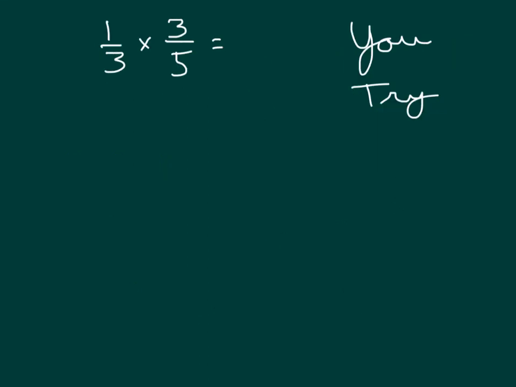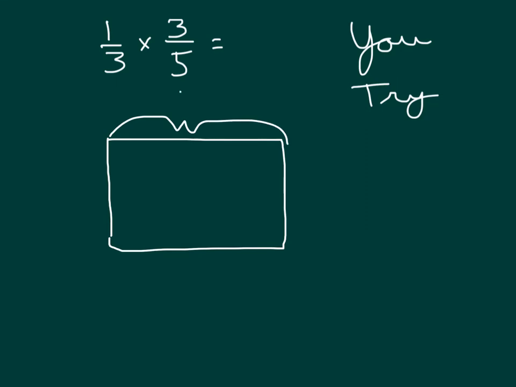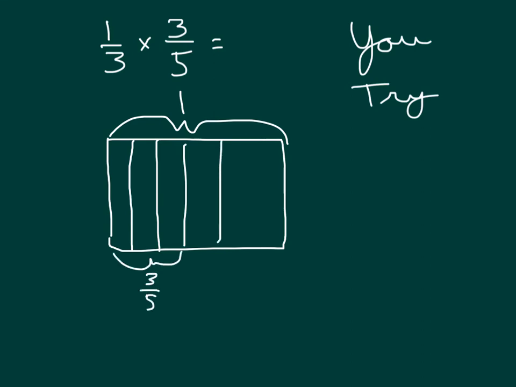Use an area model to find the product of these two fractions. Remember to express your answer in simplest form. Pause the video to work out your problem. Here's your area model. We should have modeled 3/5 first by drawing vertical lines, dividing that into 5 parts, and then looking at 3 of those parts for 3/5. That's the part that you would shade in.